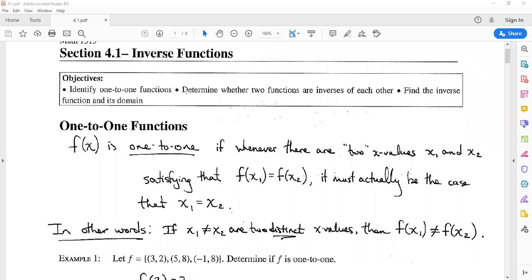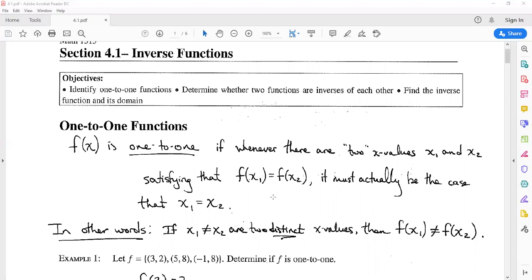First, our function needs to satisfy a certain property in order for it to have an inverse function everywhere. And that is this notion of being one-to-one. So we say a function f of x is one-to-one if whenever we have seemingly two different x values, x1 and x2, that have the same function value, then it must actually be the case that those two x values are just the same x value.